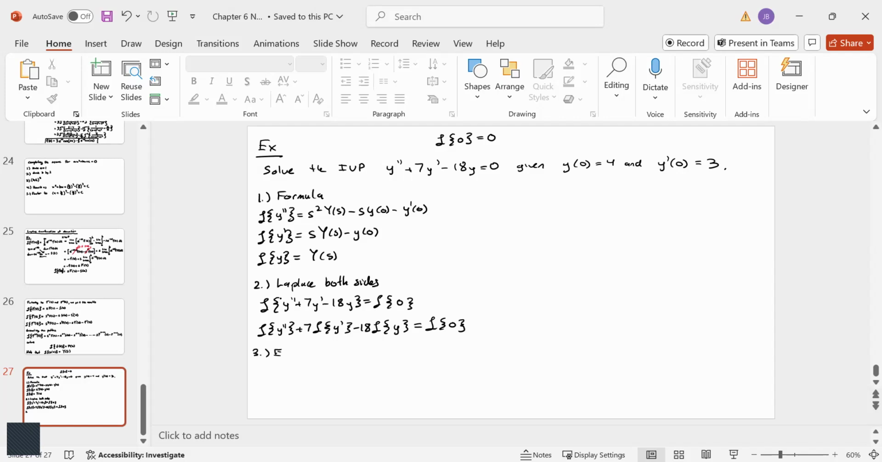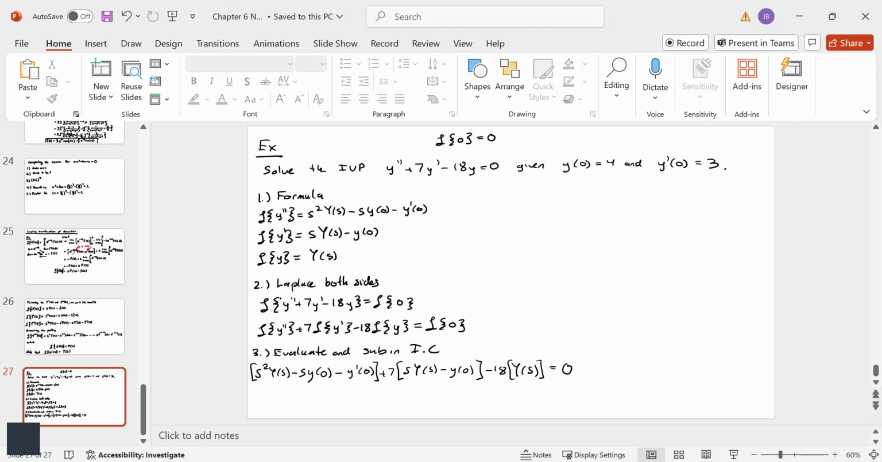Step three is to evaluate and sub in initial conditions. So the Laplace transformation of y double prime is s squared Y of s minus s y of 0 minus y prime of 0. So that's the first one. Plus 7. Okay, notice the 7 is on the outside, so we're going to have to distribute that inside a little bit. s Y of s minus y of 0, minus 18 Y of s, and the Laplace transformation of 0 is 0.